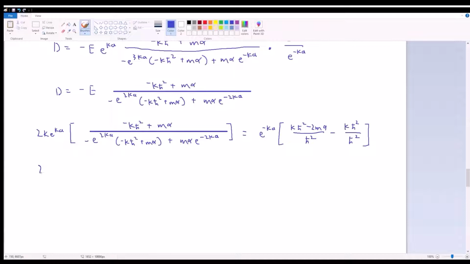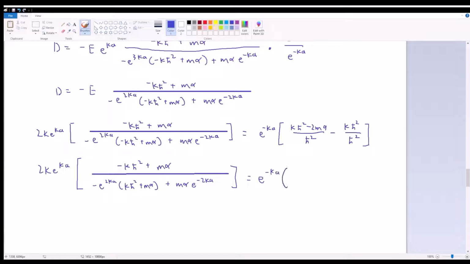Let's see, 2k e to the ka, and then negative e to the 2ka, k h bar squared plus m alpha, e to the negative 2ka, and then negative k h bar squared plus m alpha, is equal to e to the negative ka, and I'm going to simplify this fraction, so the k h bars cancel. This one cancels with this one, so what we're left with is just negative e to the negative ka times 2m alpha divided by h bar squared. Okay. Let's see.